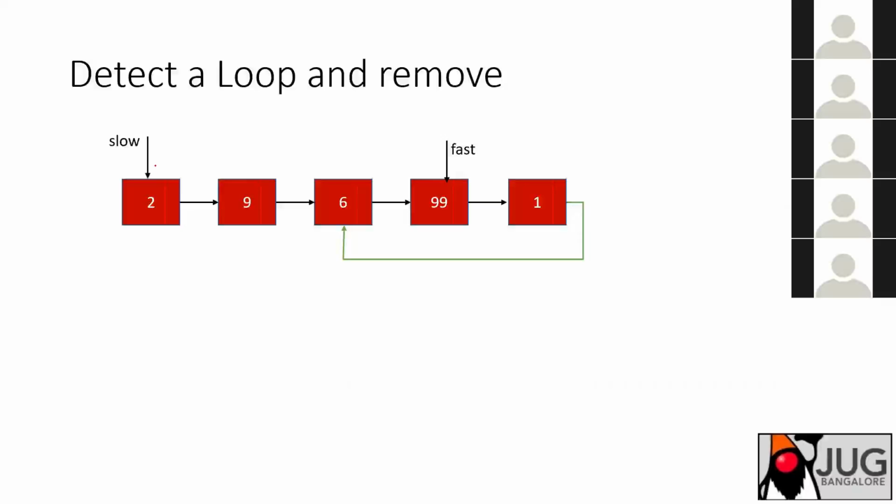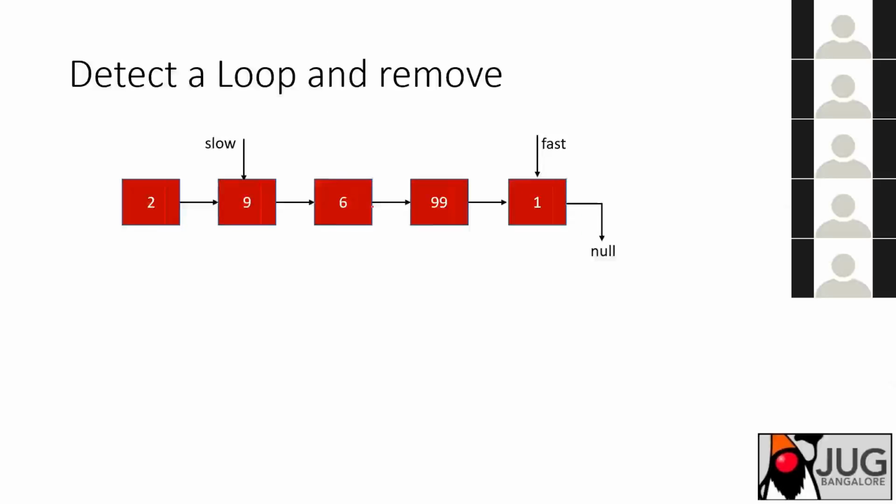So you move back to the head reference and then use the same algorithm in a slightly different way. Now the slow and fast pointers are both moving at the same speed. The fast is not moving at double speed. It is also moving only one node. In the next iteration, your slow and fast will both be at this place. It will come here. So this is the beginning of the loop. This is how the algorithm identifies the beginning.